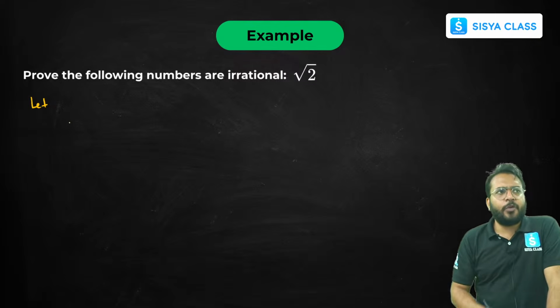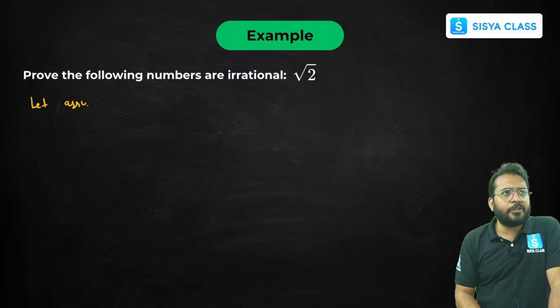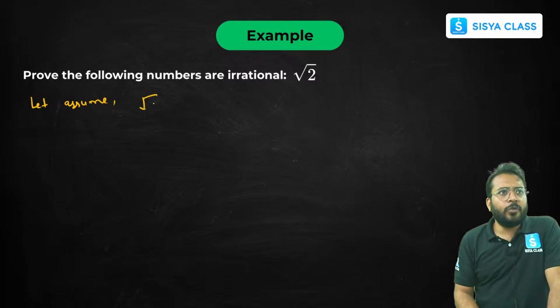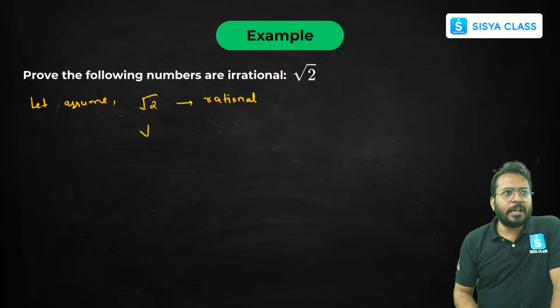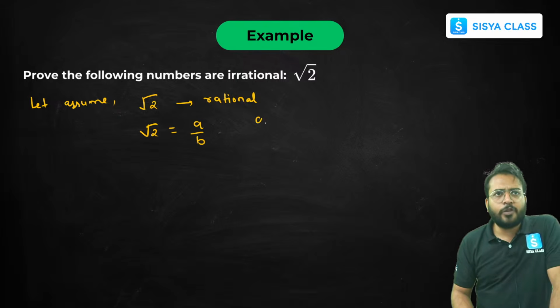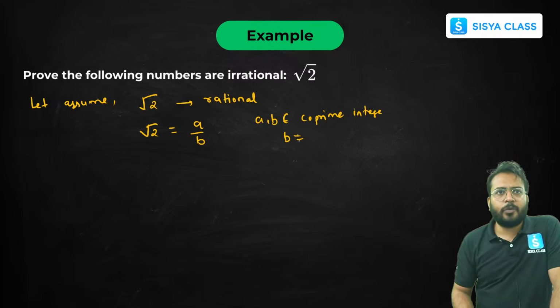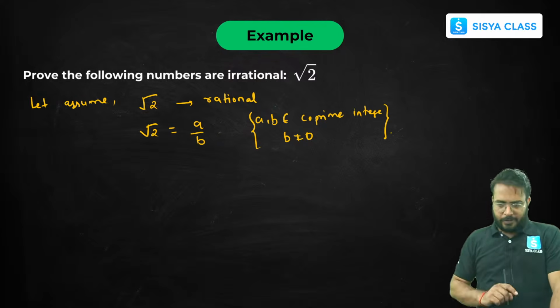So first of all I am assuming that root 2 is a rational number. Assume that this is a rational number. I am not assuming it is irrational, I am assuming that it is a rational number. And if it is a rational number, that means it can be written in the form of a by b. And what I am assuming is that a and b are co-prime integers, where b should not be equal to 0. This is my assumption.